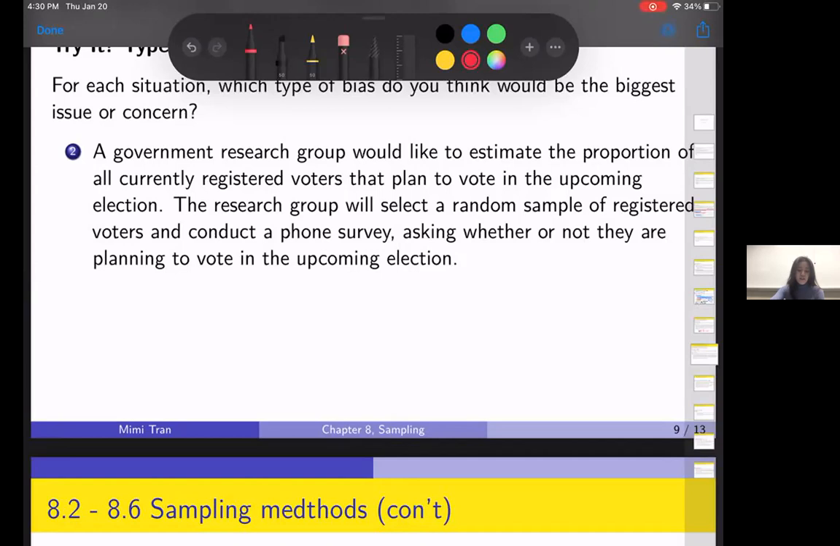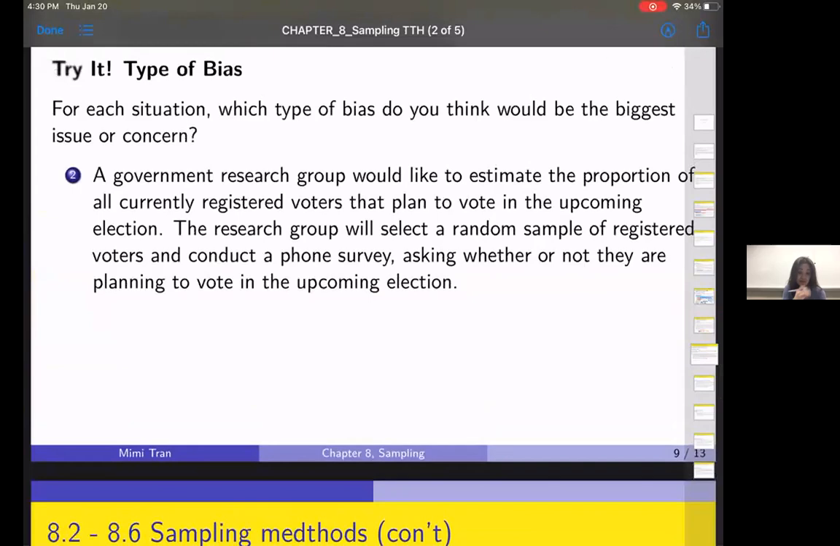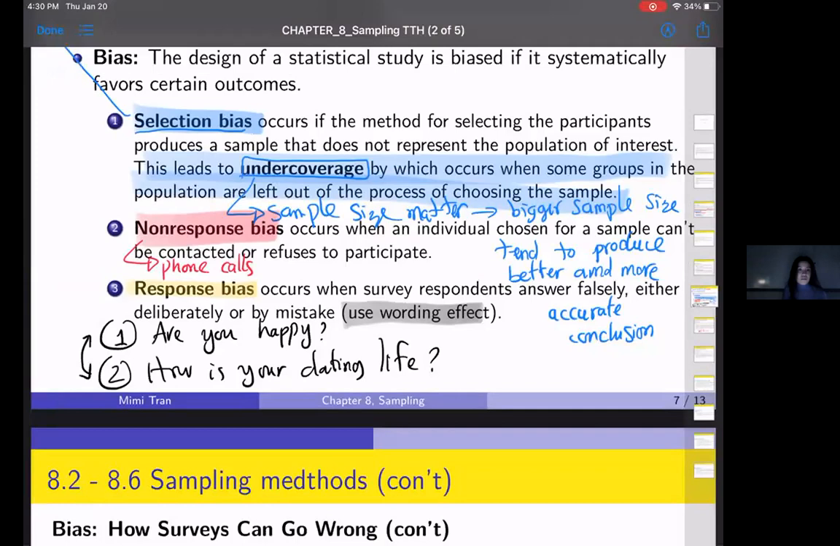All right, that's it. Very good. Thank you for response. It is non-response again, right? Remember non-response bias? It's a phone call. I put it there. Oh, I'm so sorry. Let's do that again. Hang on.